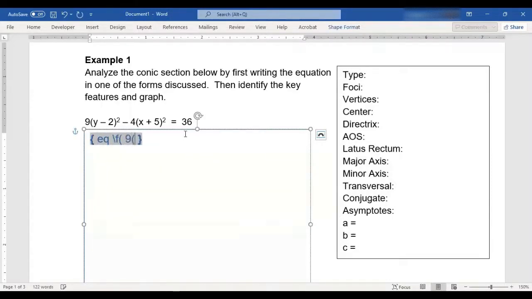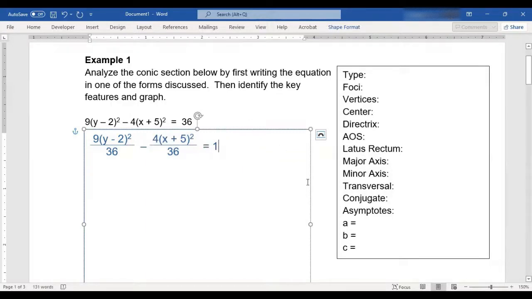So I'm going to have 9 times y minus 2 squared, that'll be over 36, minus 4 times x plus 5 squared, that's going to be over 36. And then this will equal 1.